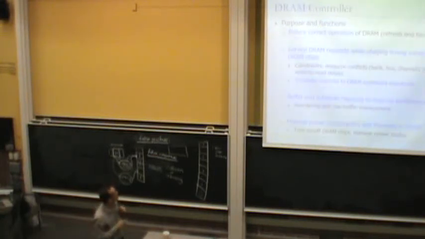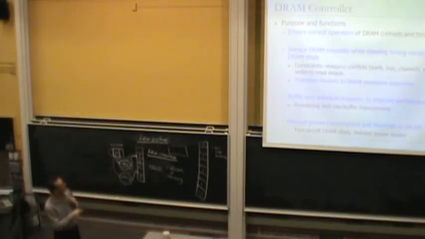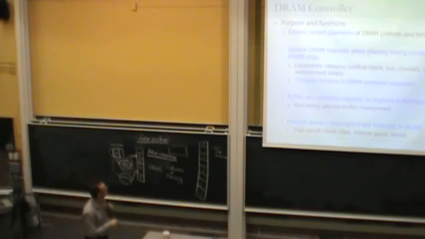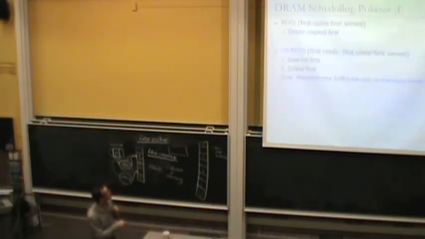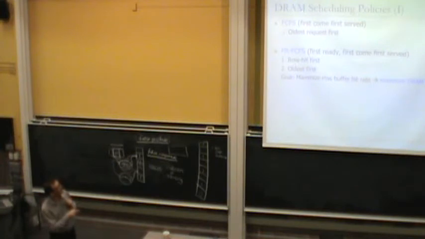So remember that. We talked about the DRAM controller quite a bit. There are many functions of it. We talked about its main function, if you will, ensure correct operation. But it has other functions, buffering and scheduling requests. And we will talk a lot more about this today. Okay. This we covered. What are some of the scheduling policies that you can employ in the DRAM controller?